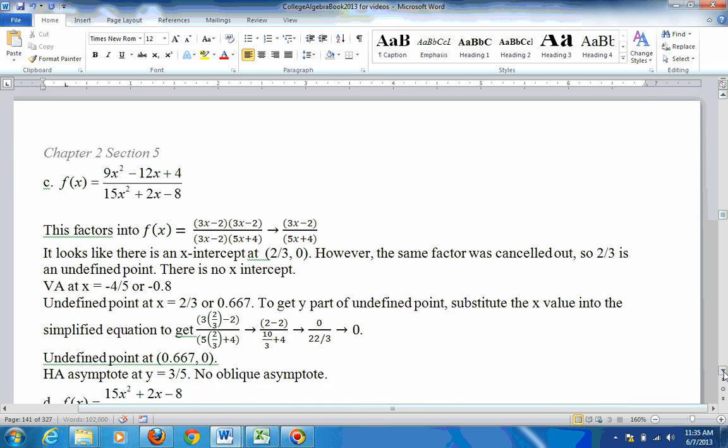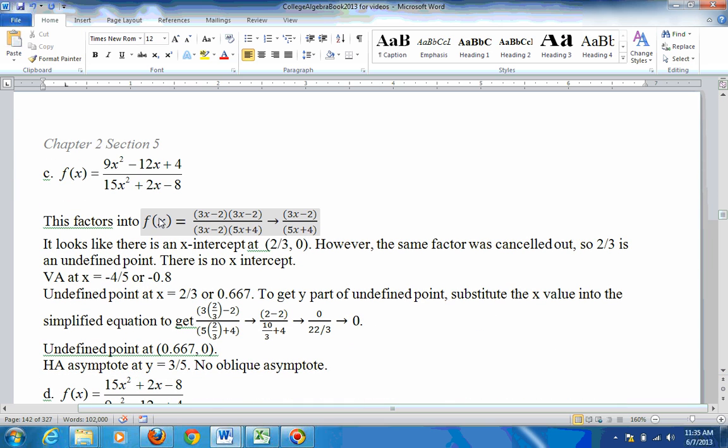Okay, problem C. You have two expressions, factor them, and you get this. The 3x minus 2 cancels. You still have a leftover 3x minus 2 on the top, and a 5x plus 4 on the bottom. It looks like the x-intercept would be where you set 3x minus 2 equal to 0 and solve it. So it looks like there would be one at 2/3.